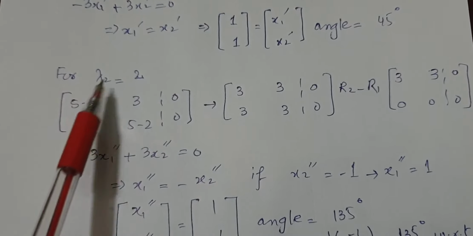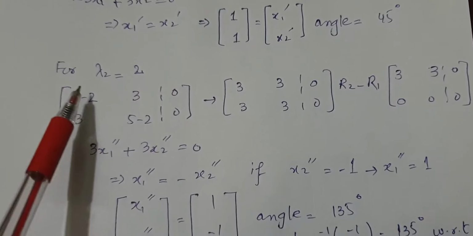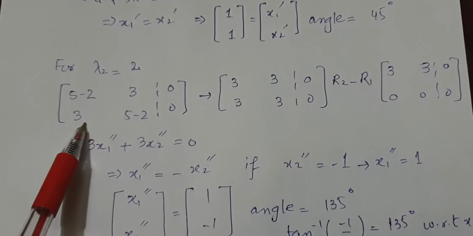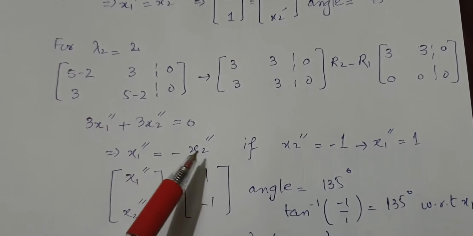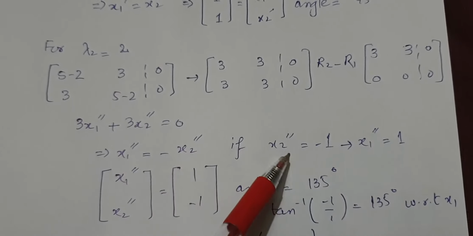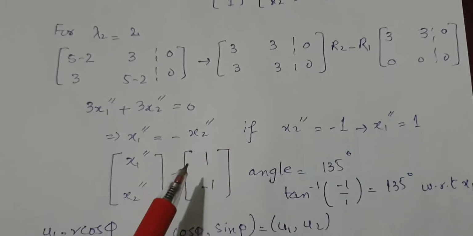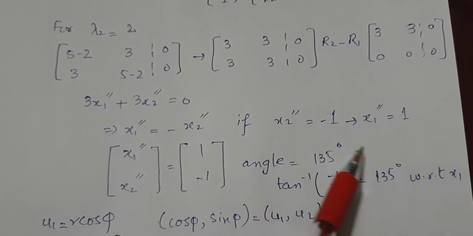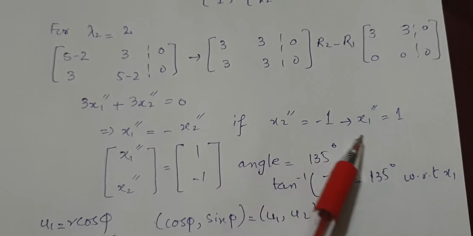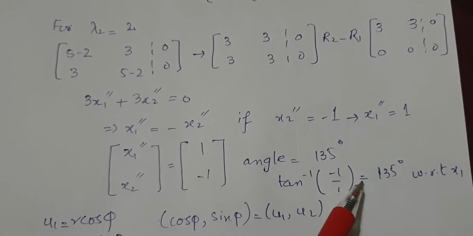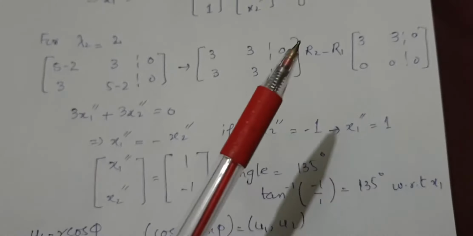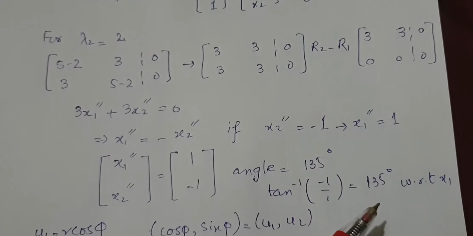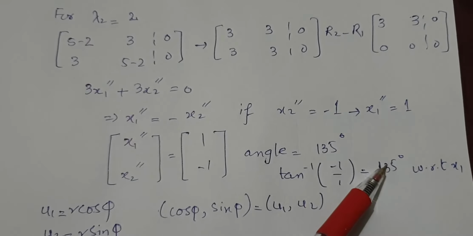For lambda 2 is equal to 2, again I have followed the same procedure, and here I have determined the values of x1 double bar, x2 double bar, and the vector came out to be 1 comma minus 1, and it gave the other principal direction, which is equal to 135 degrees with respect to x1. So both of these directions have been given with respect to x1.